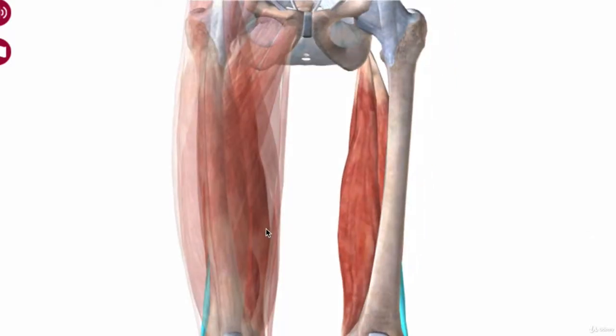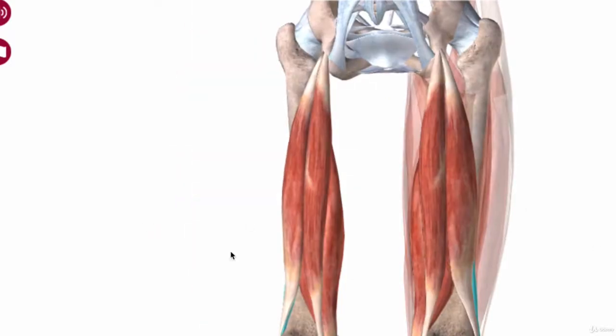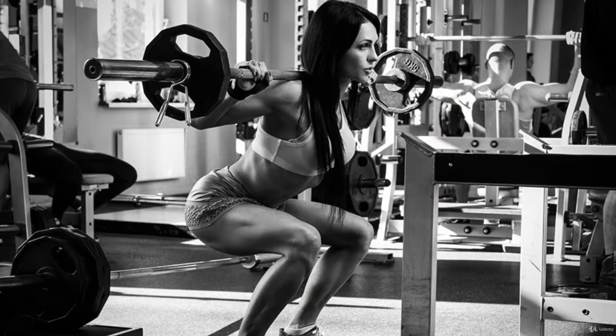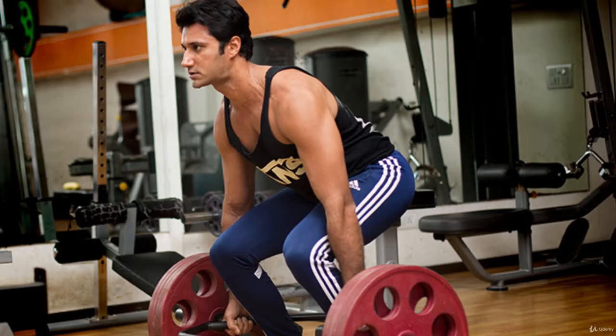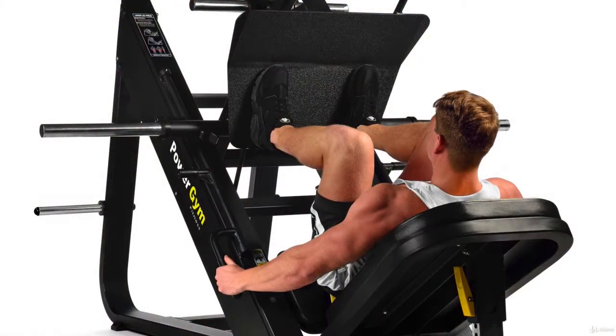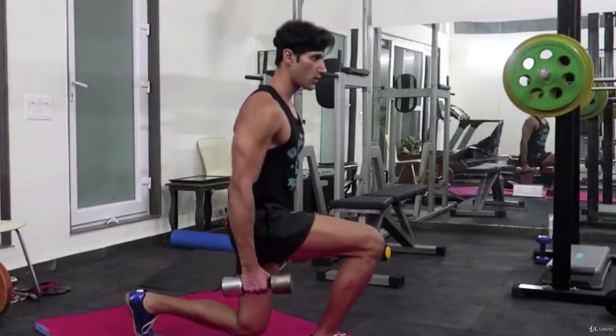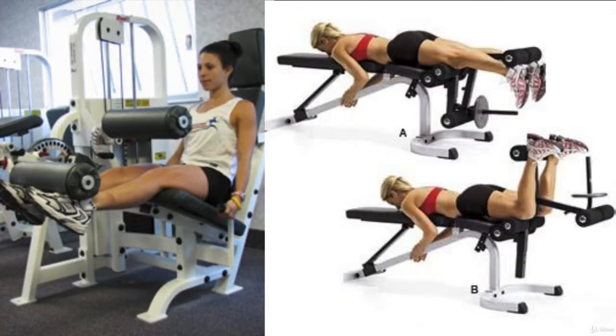The main exercises related to the upper leg are squats and all variations of squats, deadlifts and all variations of deadlifts, leg press, lunge, forward and back, leg extension, and leg curls.